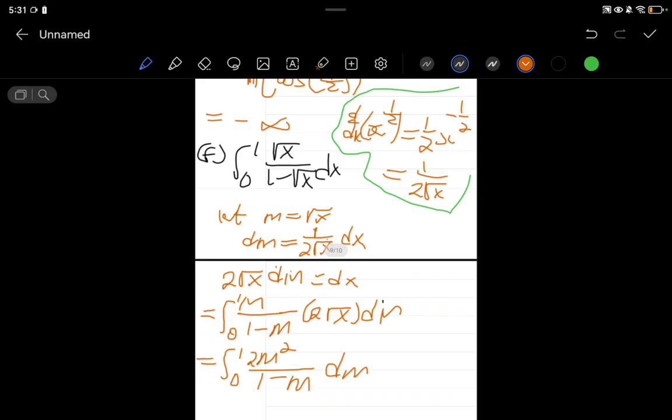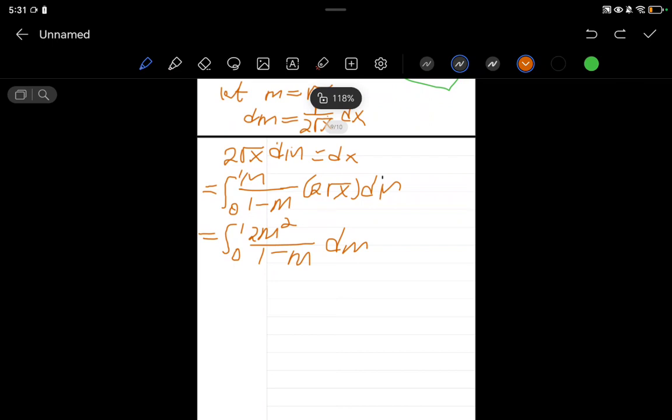Don't forget I substituted m here. This is equal to m. So m times m will give us m squared, which is this one, times 2. The 2 will remain. Is it understandable, guys? So you understand it. Then this second standard will require you to come and use long division.